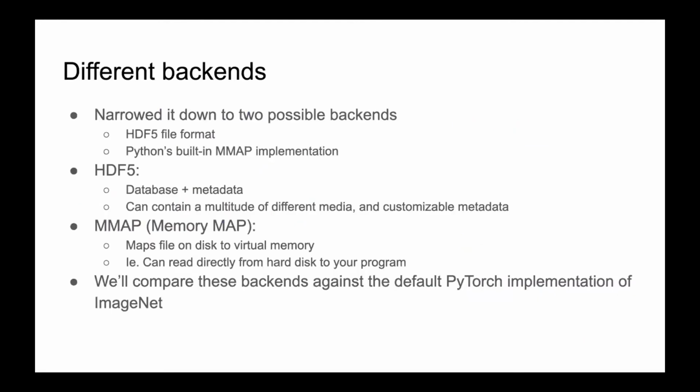So we considered several different backends, but we narrowed it down to two potential backends that we thought would be best. One was called the HDF5 file format, and the second one was Python's built-in mmap implementation. The HDF5 file format is basically just a database plus metadata. So it's all in one file too.